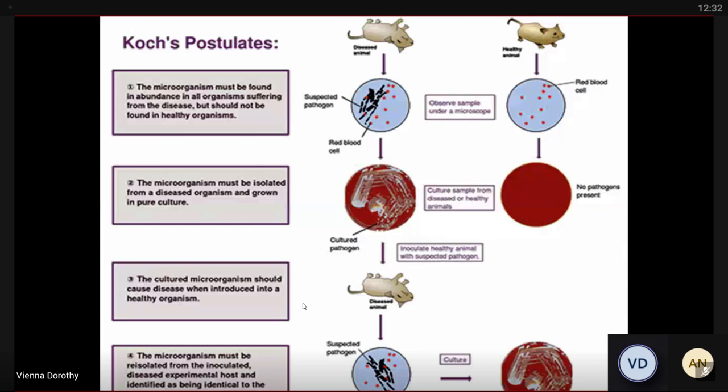Yes. So these were the Koch's postulates. You have to define these postulates and disease. Definitely have to mention about the germ theory of disease here. Okay. So is this clear, students?